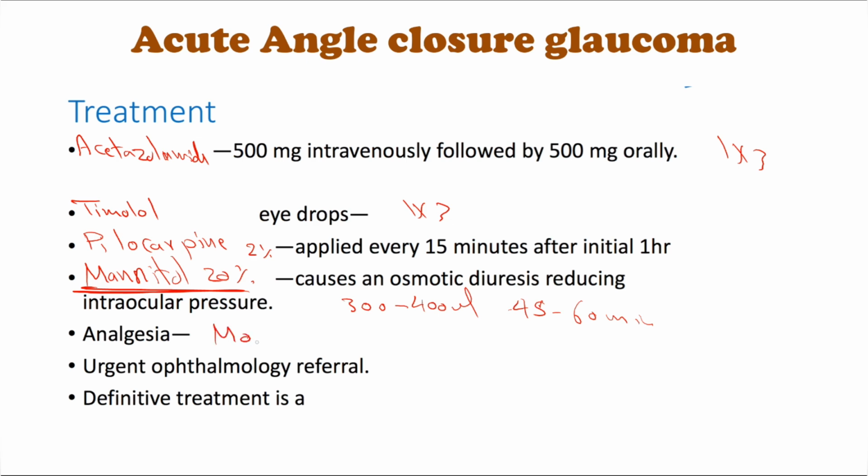For analgesia, it is best if you use morphine. If the patient has severe pain, you use morphine. Sometimes you use an antiemetic like metoclopramide or Plasil ampoule.